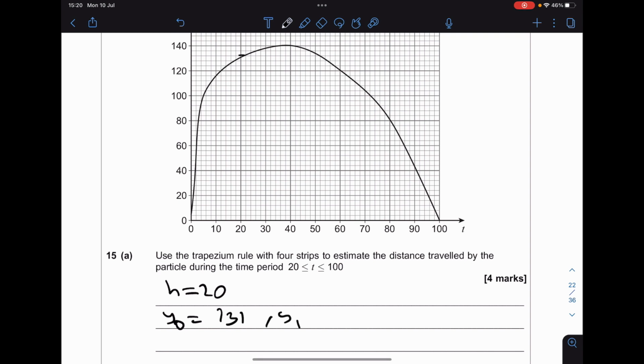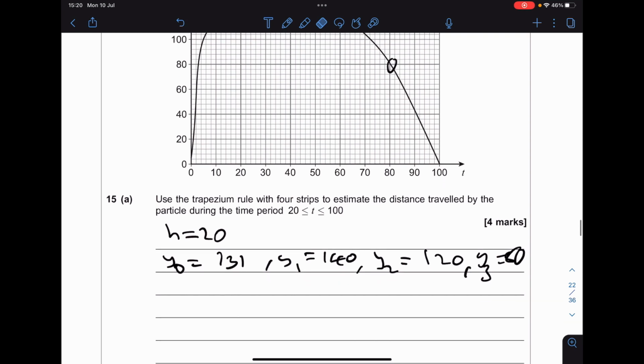Y1, the next term, which will be at 40, which is at 140. And then we go to Y2, which is going to be at 60 seconds, which is 120. And we've got Y3, which is going to be here at 80. And then we've got Y4, which is 100 seconds inclusive, so it's going to be 0 there.